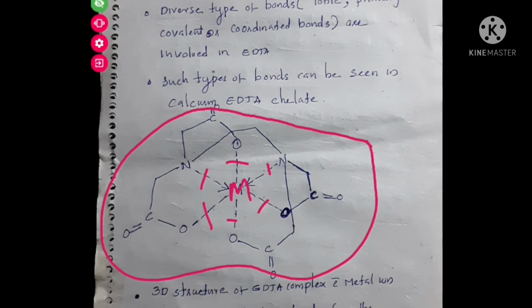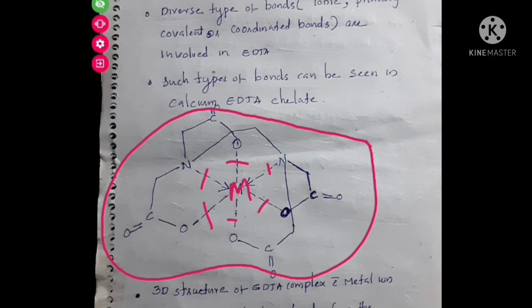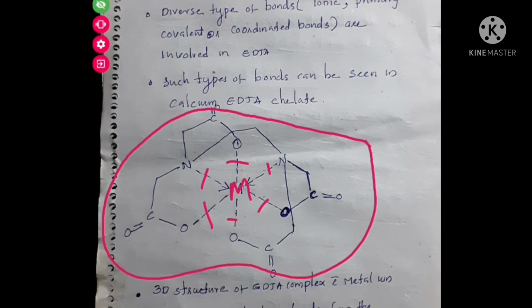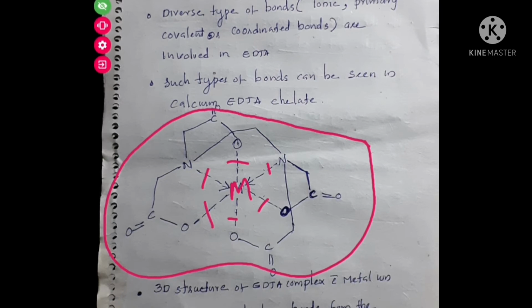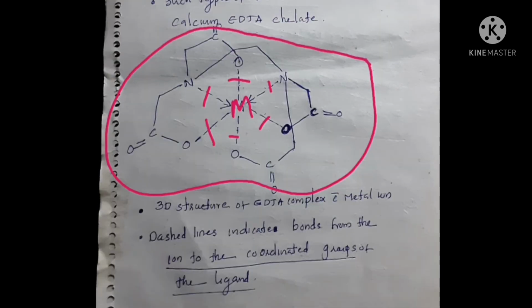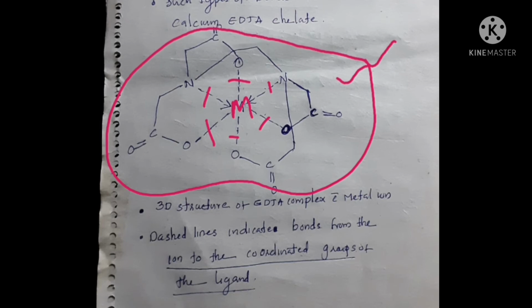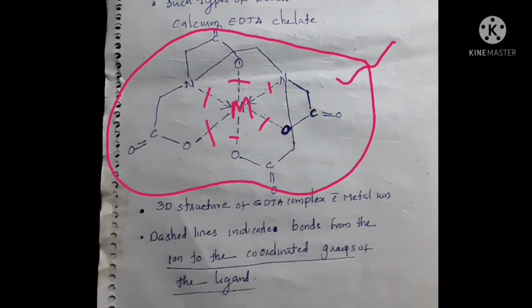This is a hexadentate chelate. Diverse types of bonds are involved in EDTA, like ionic bonds and primary covalent or coordinate bonds, which are seen in the EDTA complex with a metal ion. Such types of bonds can easily be seen in the calcium EDTA chelate complex. Here you can see 6 points of attachment to the metal ion.